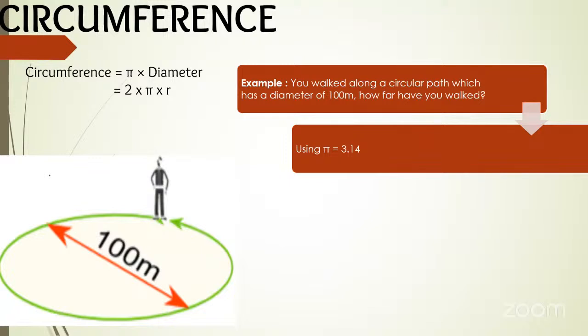So the formula that we use for finding the circumference is pi times diameter, or 2 times pi times r, because 2 times the radius gives us the diameter. So who wants to try this one? Remember, here is where we want you to make the mistake. We don't want you to wait until you get on the exam to make the mistakes. So I'm going to give you a few minutes and you tell me what you get. Remember, you walked along a circular path which has a diameter of 100 meters. How far have you walked?